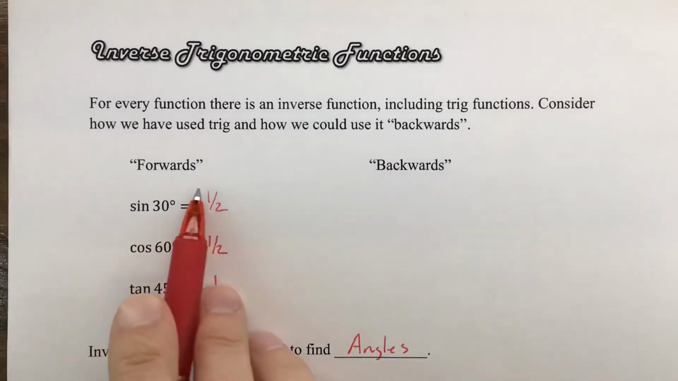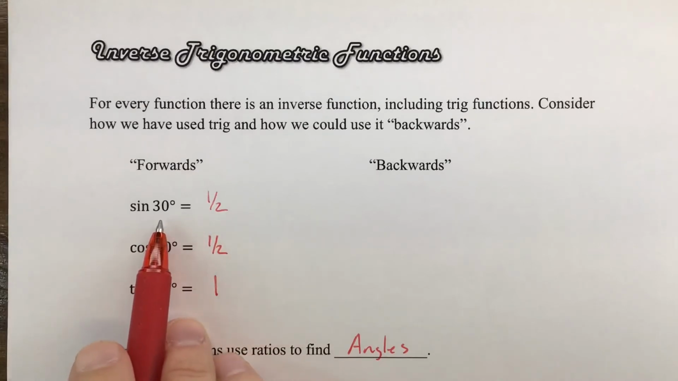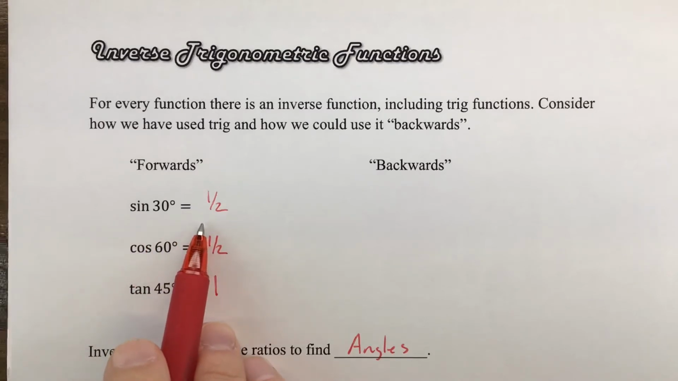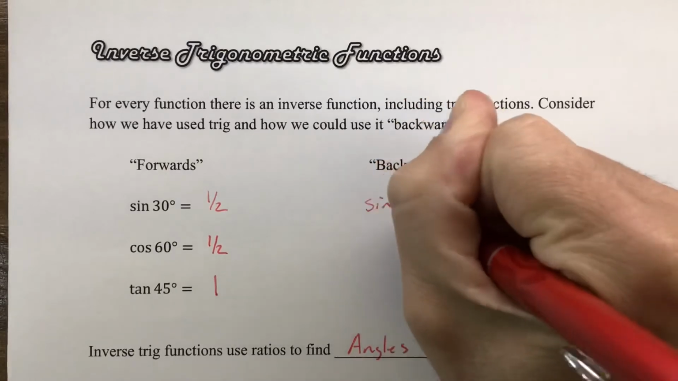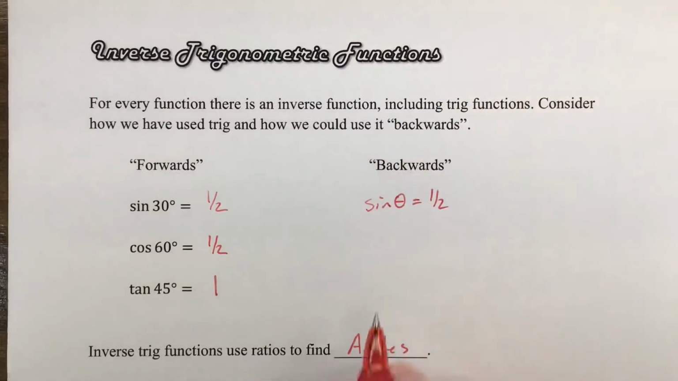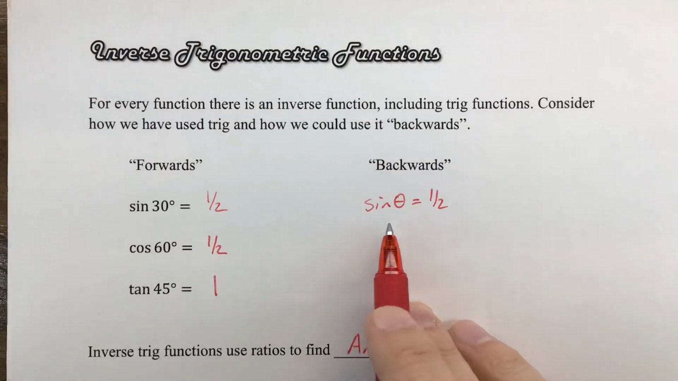Let's take a look at the first one here. The sine of 30 is equal to 1/2. If we're thinking backwards, that means that we don't know what the angle measurement is, but we have the ratio. We would have some problem that would maybe say the sine of theta is equal to 1/2, and we're trying to figure out what that theta is. So we have to use an inverse function to undo the sine.